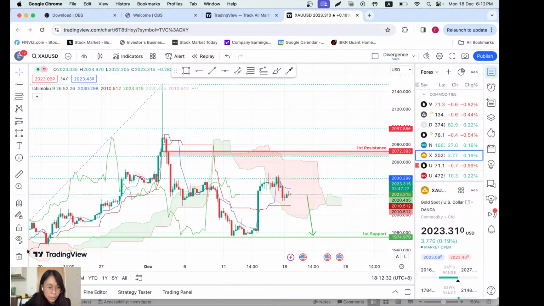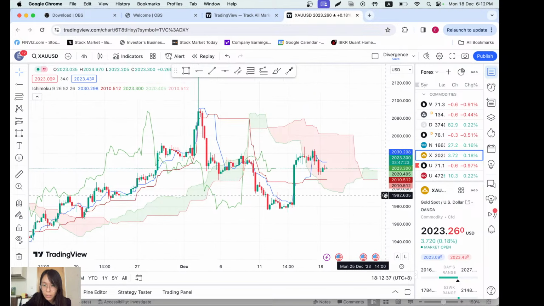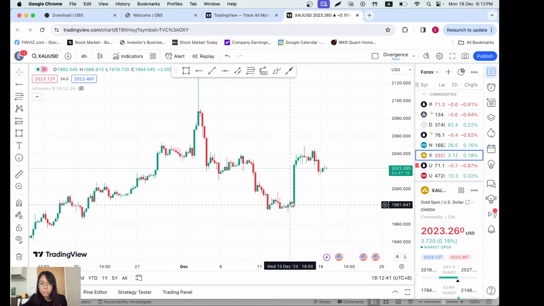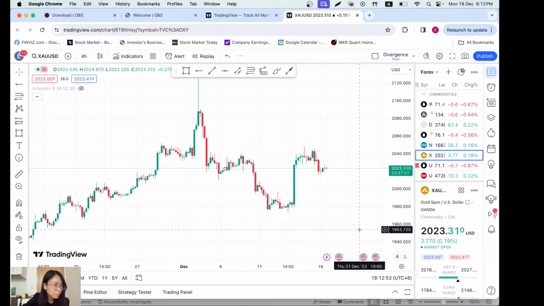Next we can look at gold. On the chart you can see that gold has rebounded. On Thursday, gold did very well, but it looks like the momentum isn't lasting. It's coming back down.